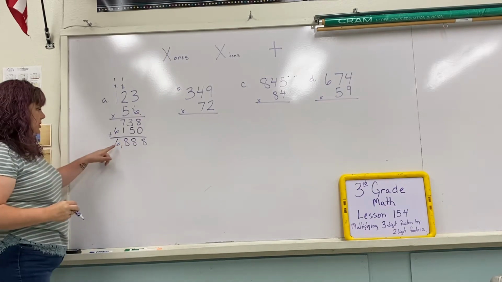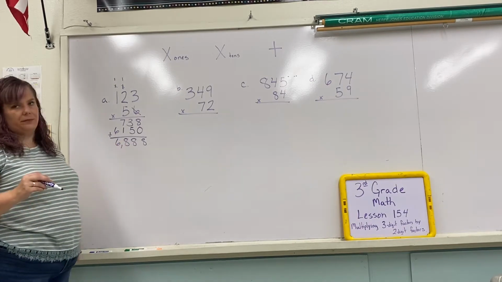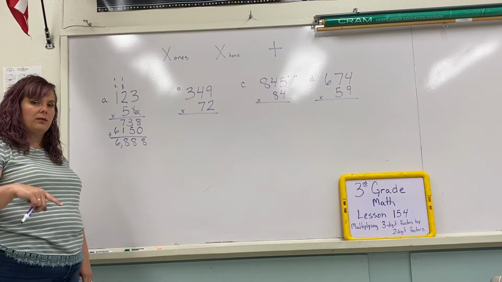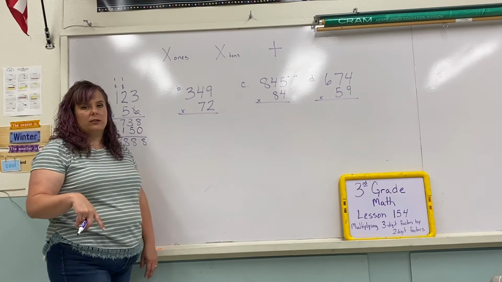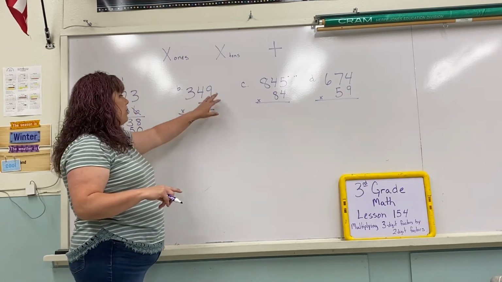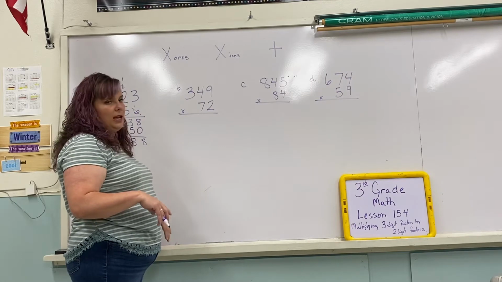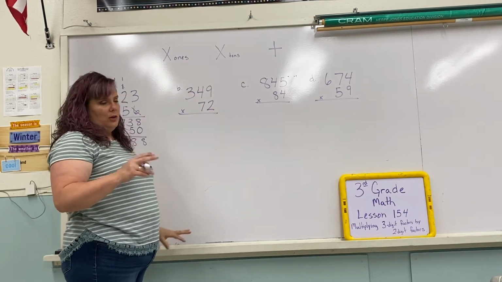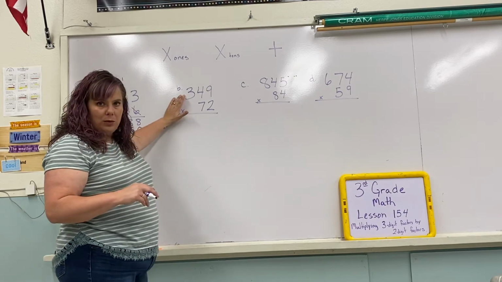So our answer is 6,888. Okay? If I went too fast for you and you need to finish, pause me right now and unpause me when you're ready. We're going to start with B. We have 349 times 72. Okay? Super easy. Still the three steps. Just adding another time that we multiply.